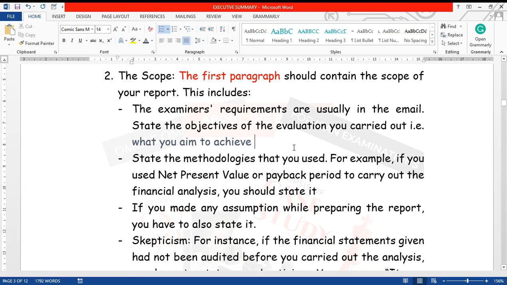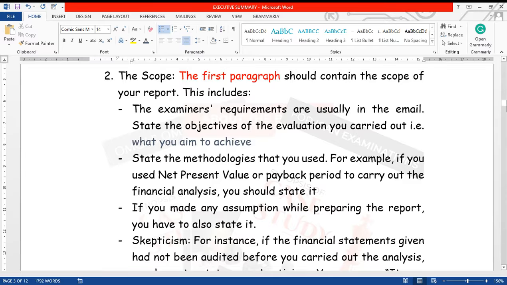The analysis of the business proposal was carried out using the net present value, or the analysis of the business proposal was carried out using payback period. Whatever methodology you implemented, the financial statements were analyzed using ratio analysis. Whatever method you used to carry out the financial analysis, you have to state it there.